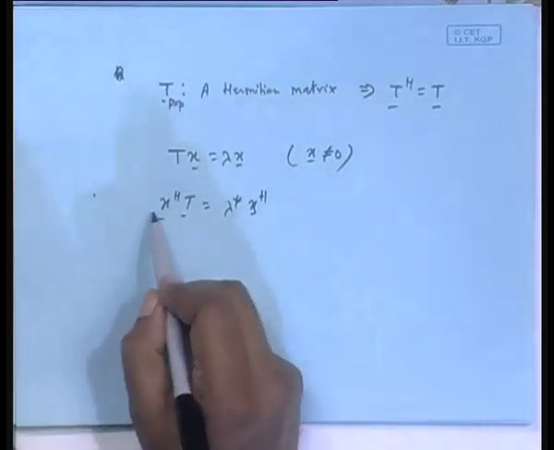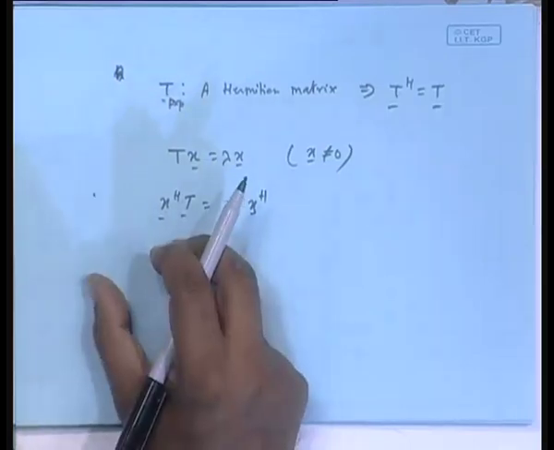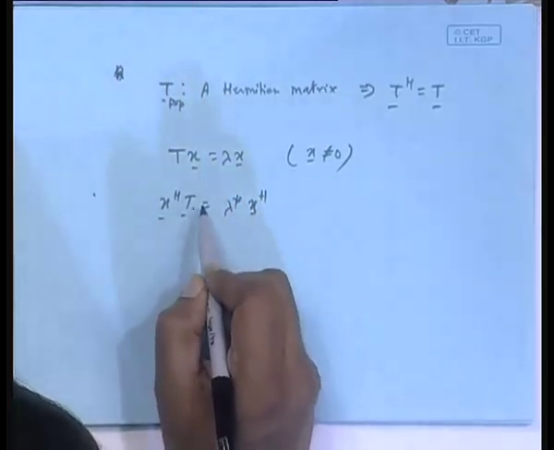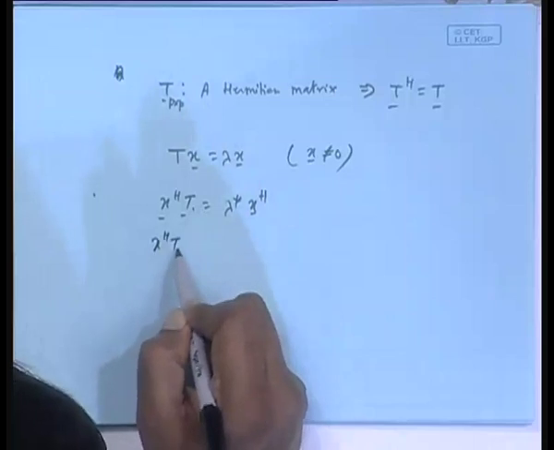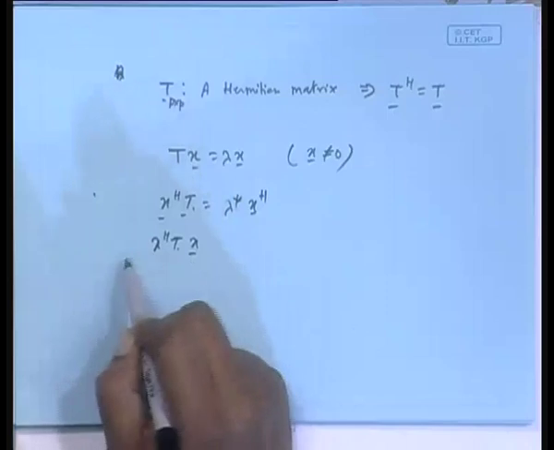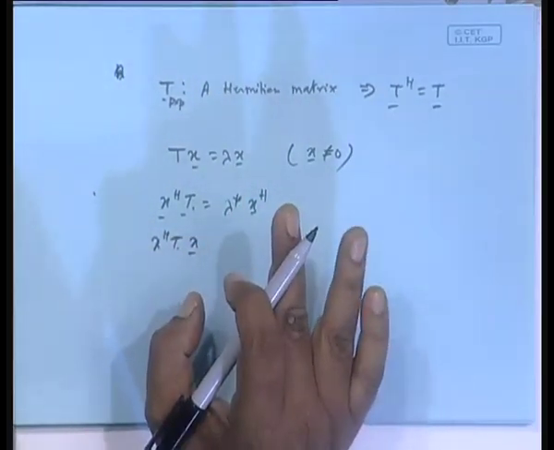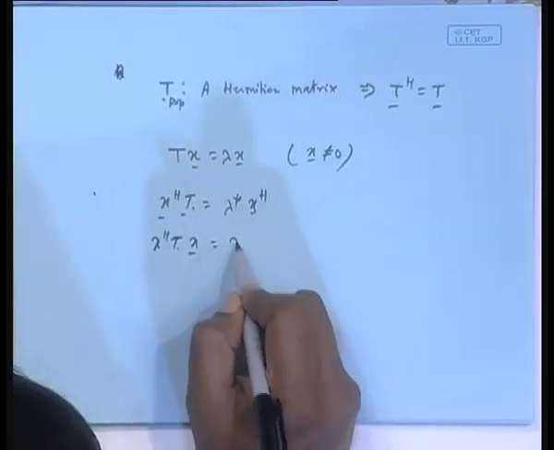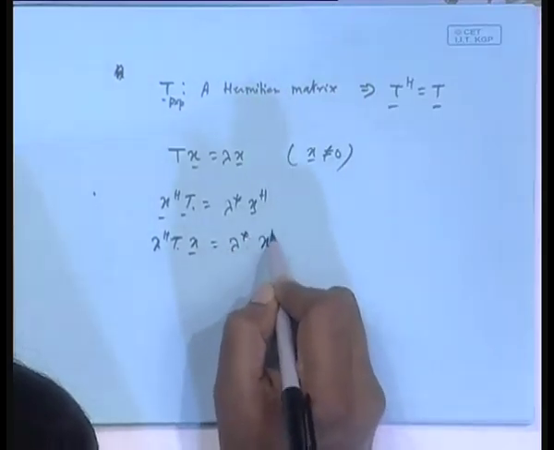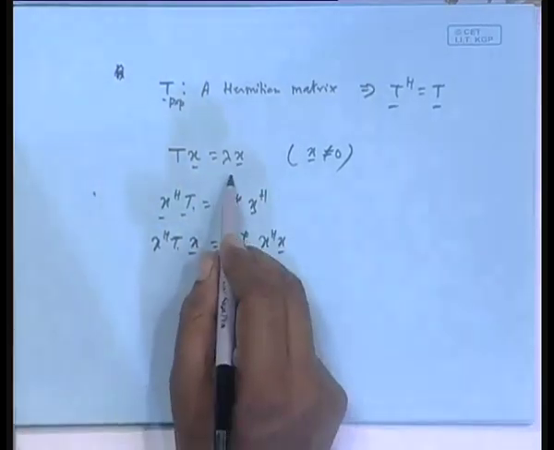So x Hermitian is a row vector multiplied by a matrix. So the result will be a row vector. If I now bring back x here, then row into column, it will be a scalar, isn't it? And lambda star, but Tx is lambda x.